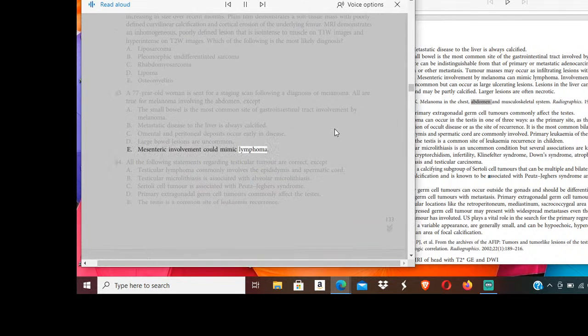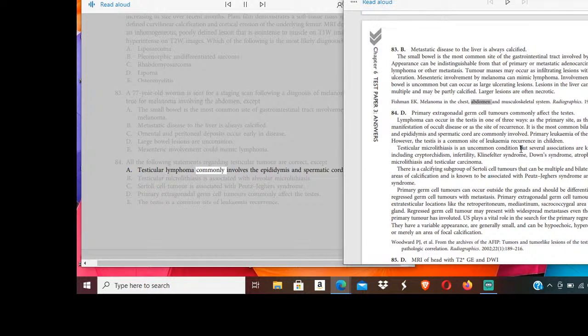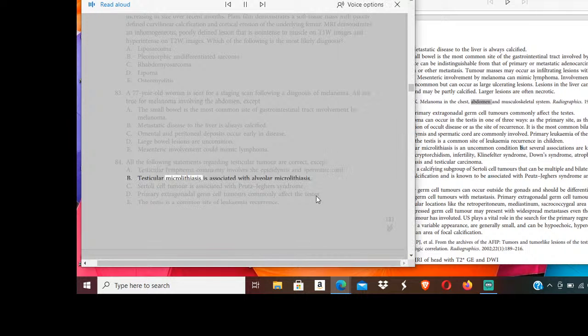84. All the following statements regarding testicular tumor are correct, except: A. Testicular lymphoma commonly involves the epididymis and spermatic cord. B. Testicular microlithiasis is associated with alveolar microlithiasis. C. Sertoli cell tumor is associated with Peutz-Jeghers syndrome. D. Primary extragonadal germ cell tumors commonly affect the testes. E. The testis is a common site of leukemia recurrence.